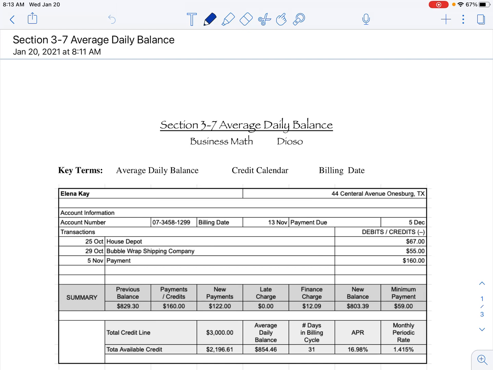This is calculating your average daily balance. So again, let's go over some terms at the beginning. One, of course, your average daily balance: basically, on a daily basis, what is your average balance? The credit calendar is how you calculate the average daily balance using the credit card. And of course, the billing date, and you will see here when it actually starts. That is when it starts from the billing and so forth.